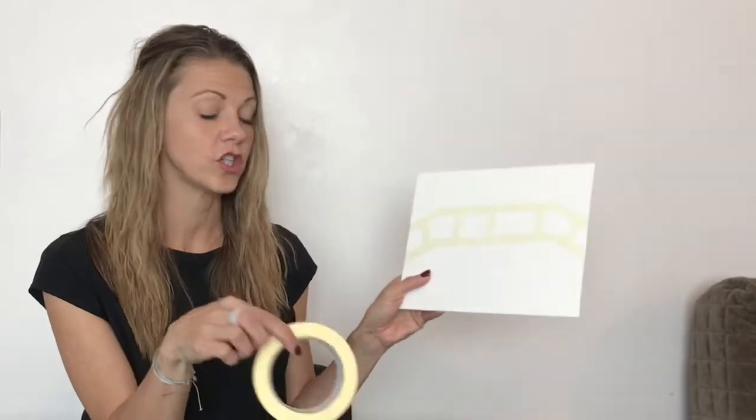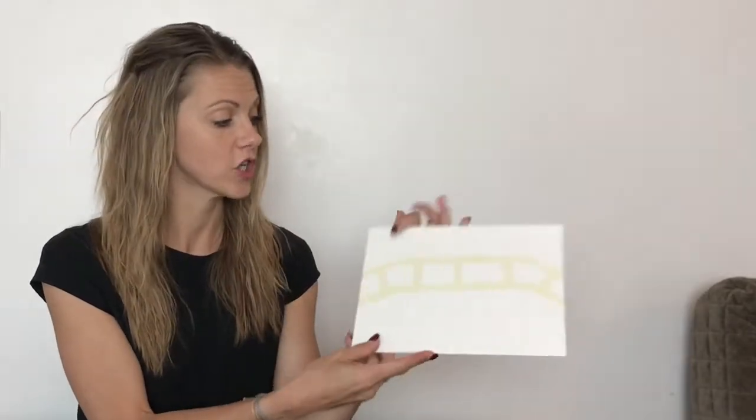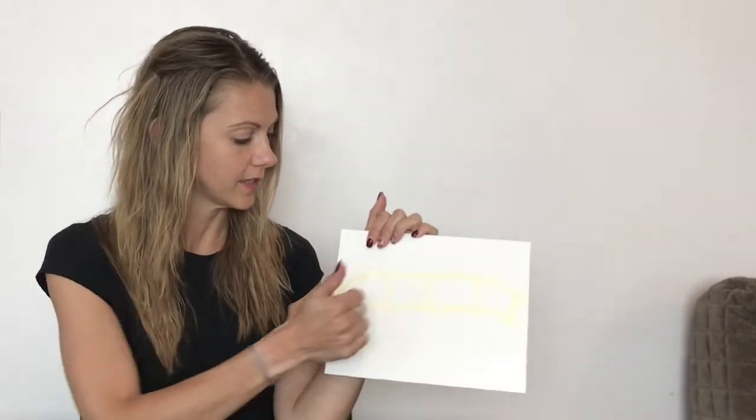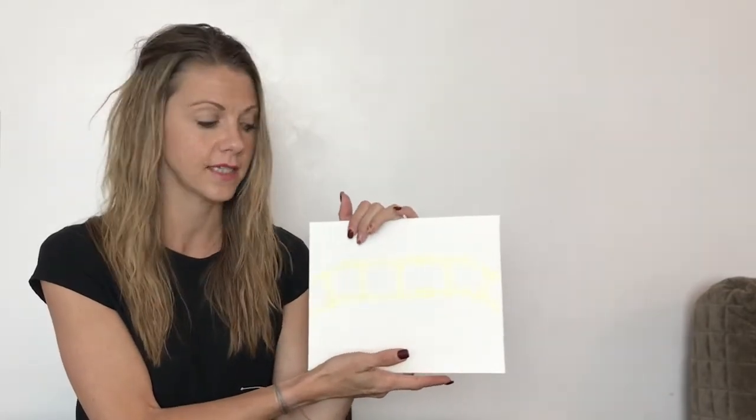So what I need you to do is take some masking tape, and on my canvas, I've created a bridge. Now, we're going to paint around this bridge, and when we peel it off, it's going to create the white bridge in the painting. So we want to make sure that it goes up and over and that it has some lines going down the cross. Because of the size of my canvas, I decided to cut my masking tape in half.